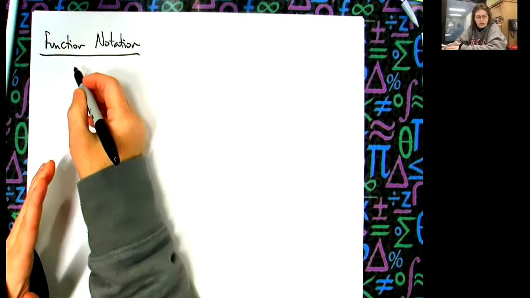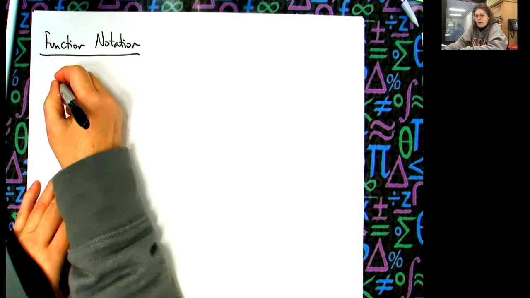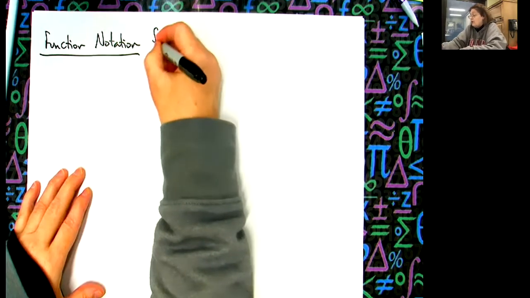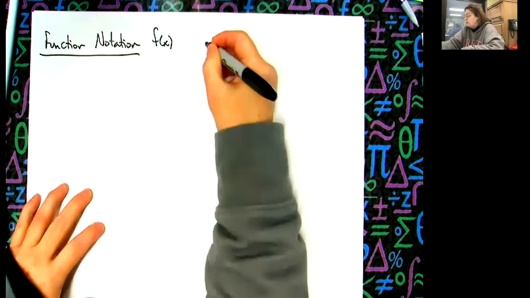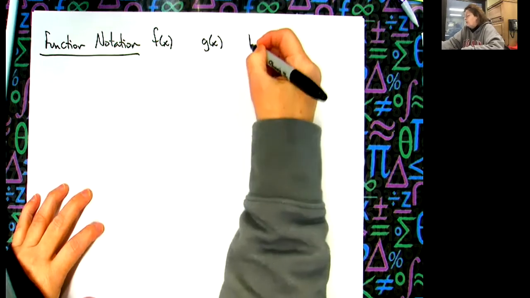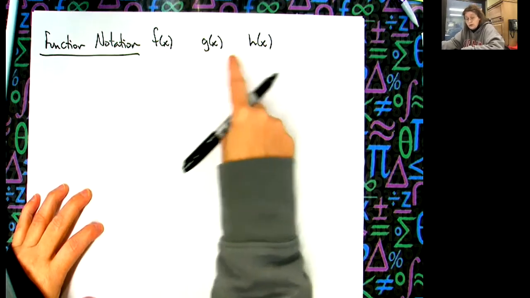All right, so function notation is what? Whenever I do the f of x, it doesn't have to be f of x, it could be g of x, or it could be h of x. But this is function notation.